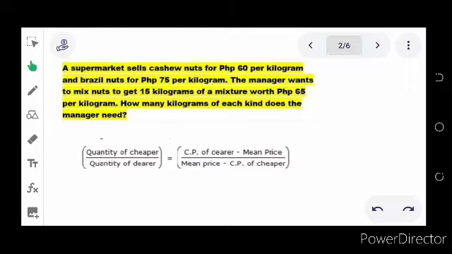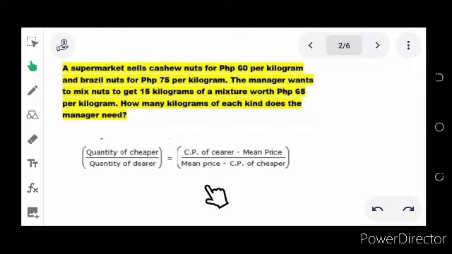So, we try to break down the problem. The problem involves blending of two types of nuts. One is the cashew nuts, and the other one is the Brazil nuts. The cashew nuts is 60 per kilogram, the Brazil nuts is 75 per kilogram. Then we're asked for how many kilograms of each kind the manager needs. Again, for the sake of this video, we don't let any quantity be equal to x or y and then proceed algebraically. We don't do that here. What we do is we use the alligation method.